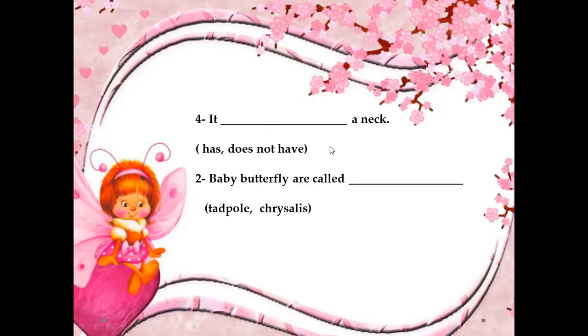What do you think? Which one will be correct? Has or does not? Which one? It does not have a neck. Okay. It does not have a neck. The next one, baby butterfly or tadpole? No. You have just learned about that. Baby frog is called tadpole. So which one is the remaining word now? Chrysalis. So the correct one is chrysalis. Okay. So baby butterfly is called chrysalis.